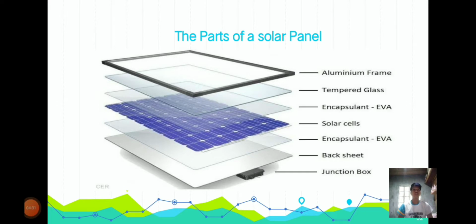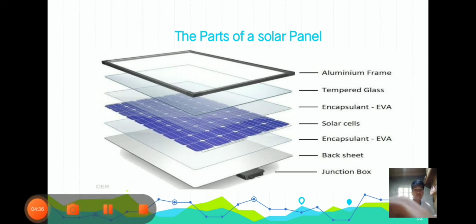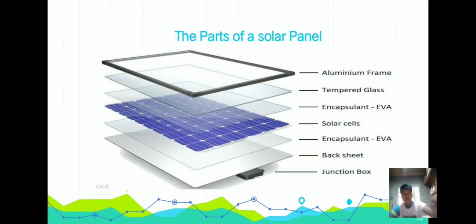So, the parts of solar panels: aluminum frame, tempered glass, solar cells, encapsulant or EVA, backsheet, and junction box.